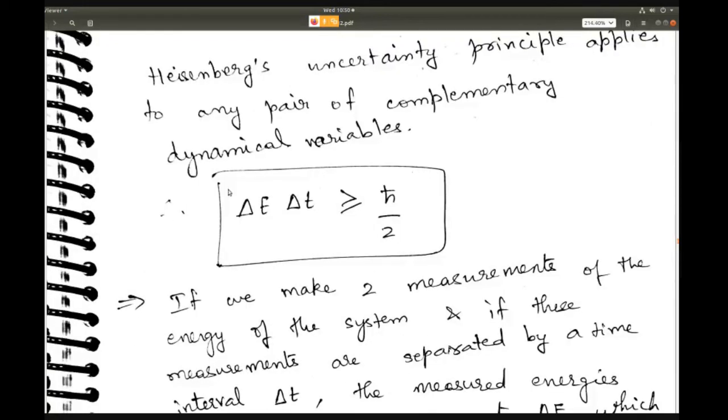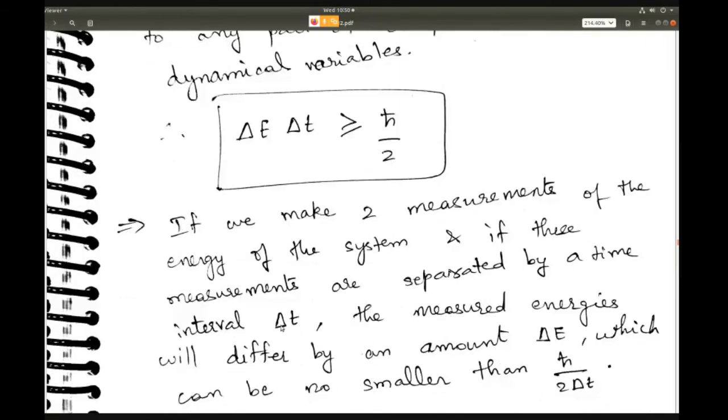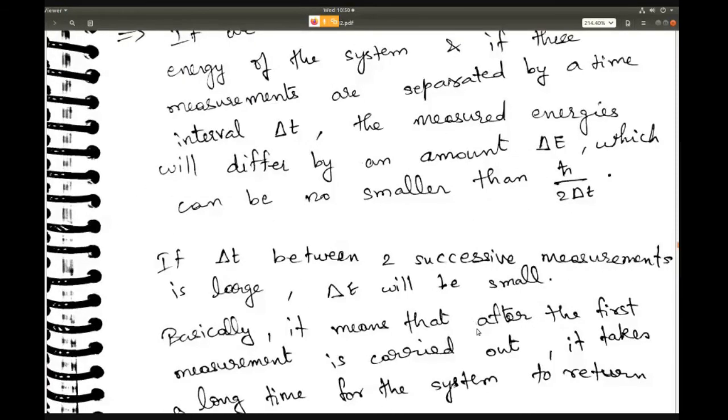So what is delta t here? Delta t is the time between any two successive energy measurements. If we make two measurements of the energy of the system, and if these measurements are separated by a time interval delta t, the measured energy will differ by an amount delta E, which can be no smaller than h cross by 2 delta t.